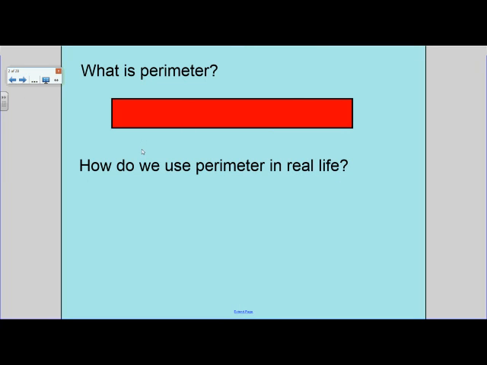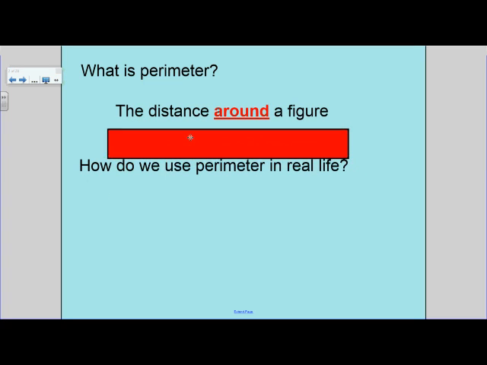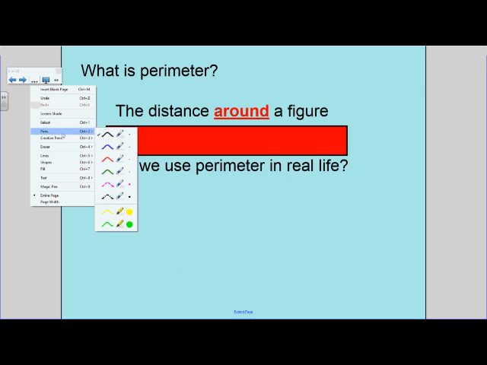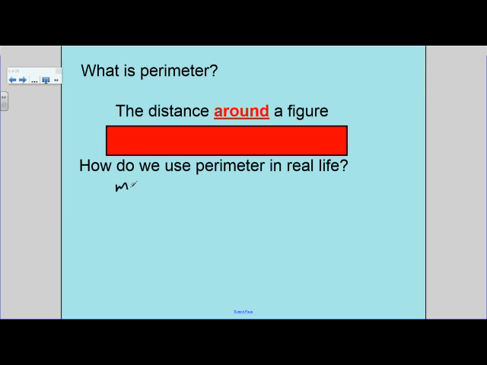Alright, so first off, what's perimeter? Well, perimeter is just the distance around a figure. So it might be a fence around a house. Right here it says, how do we use perimeter in real life? Well, we could use it when we build a fence. If you build a fence around your yard, you need to know what the perimeter is. If you were going to put ribbon around a present or something like that, you'd have to know what the perimeter is.